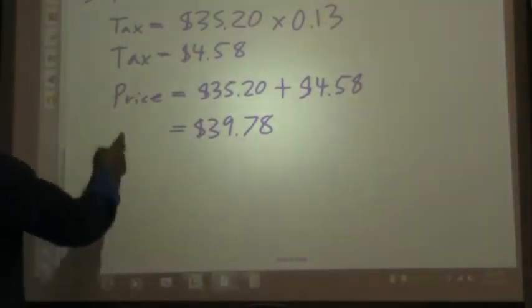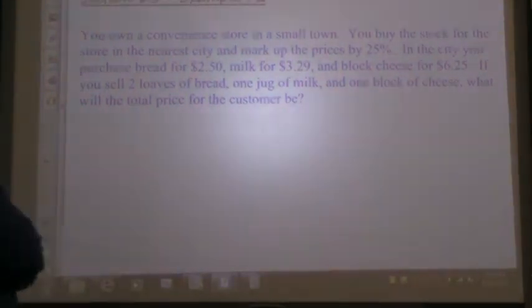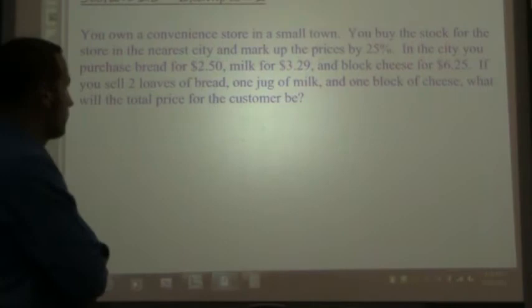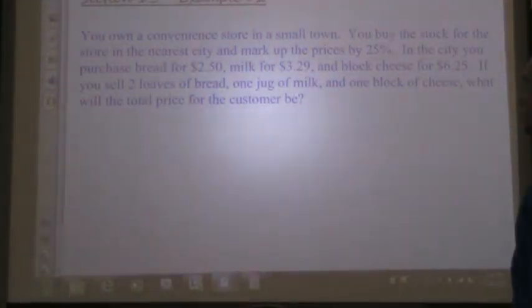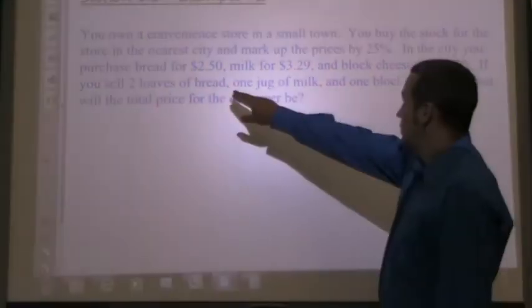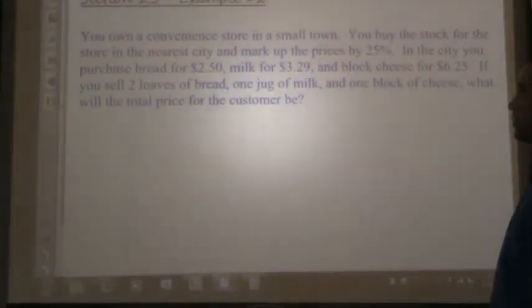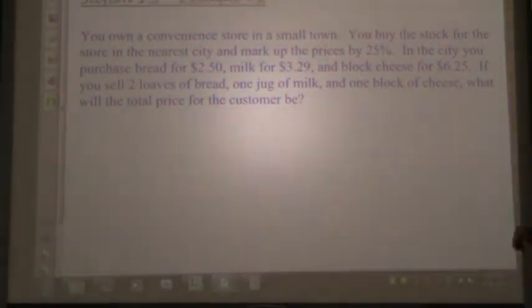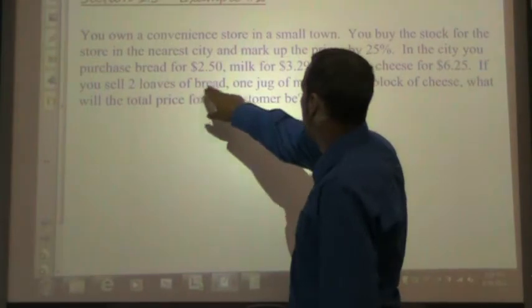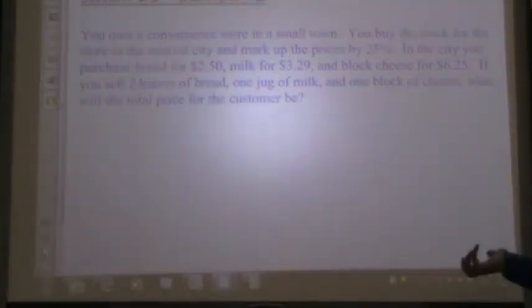All right, one more example here. It says you own a convenience store in a small town. You buy the stock from the store in the nearest city and mark up the prices by 25%. So in the city, you purchase bread for $2.50, milk for $3.29, and a block of cheese for $6.25. So then it goes on to say, if you sell 2 loaves of bread, 1 jug of milk, and 1 block of cheese, what will the total price be for the customer?